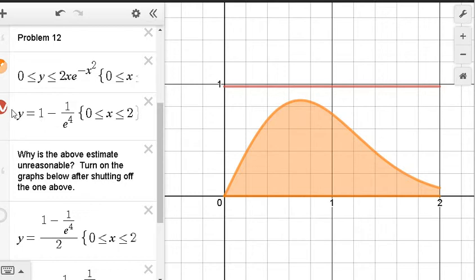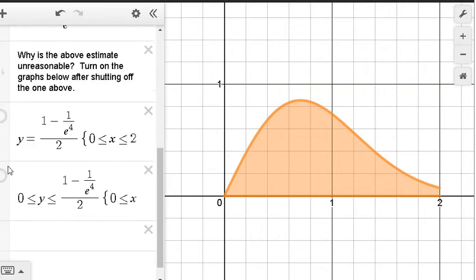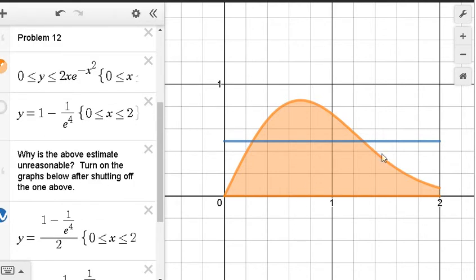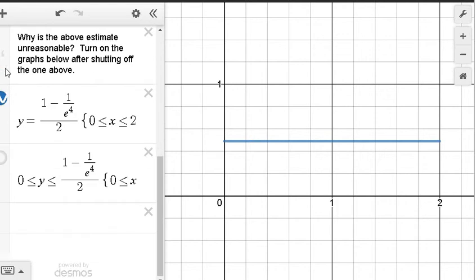So what did I do wrong? You didn't multiply by 1/2. Yeah, I forgot to divide by 2 or multiply by 1/2. So there you go. That looks a little bit more reasonable. And finding the area underneath this curve and dividing it by 2 would be the same thing as finding the area here. They're equivalent.